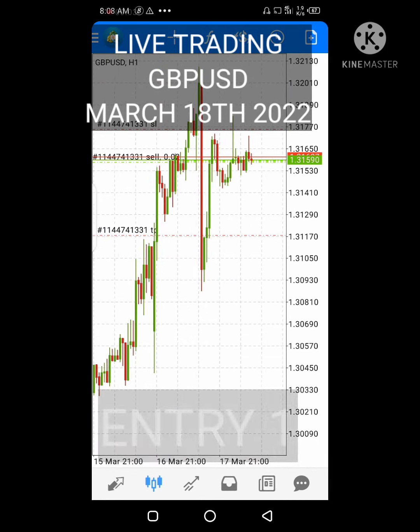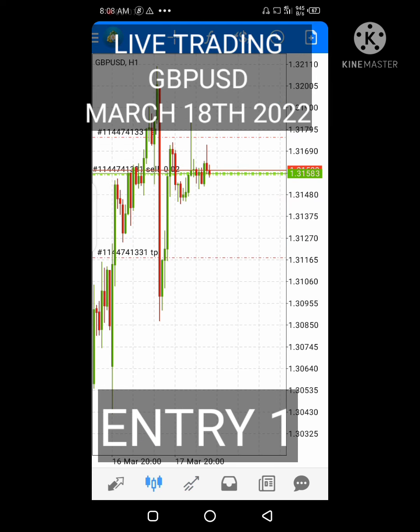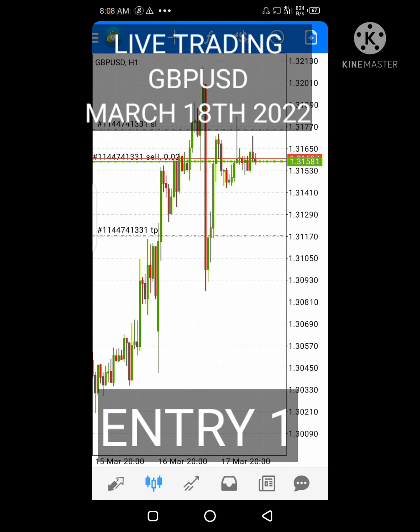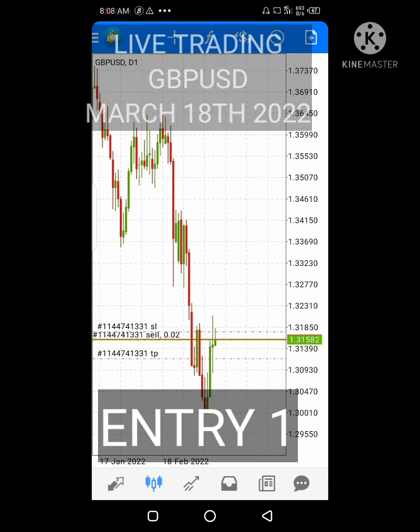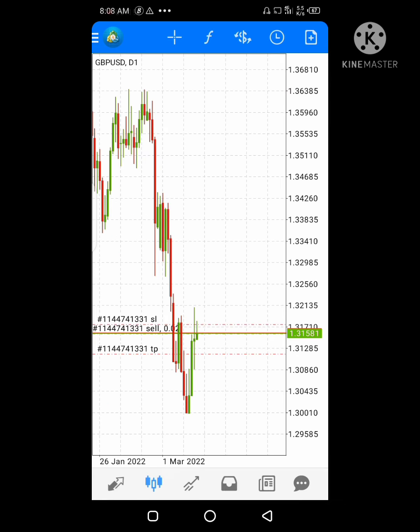Good day, traders. So I'm in a sell trade for Great Britain USD, and the reason why I placed the sell is because, first of all, if you check your daily time frame, you notice that there is a drop base drop here. So price pushed here, and this drop base is very fresh, so we're expecting price to pull back.